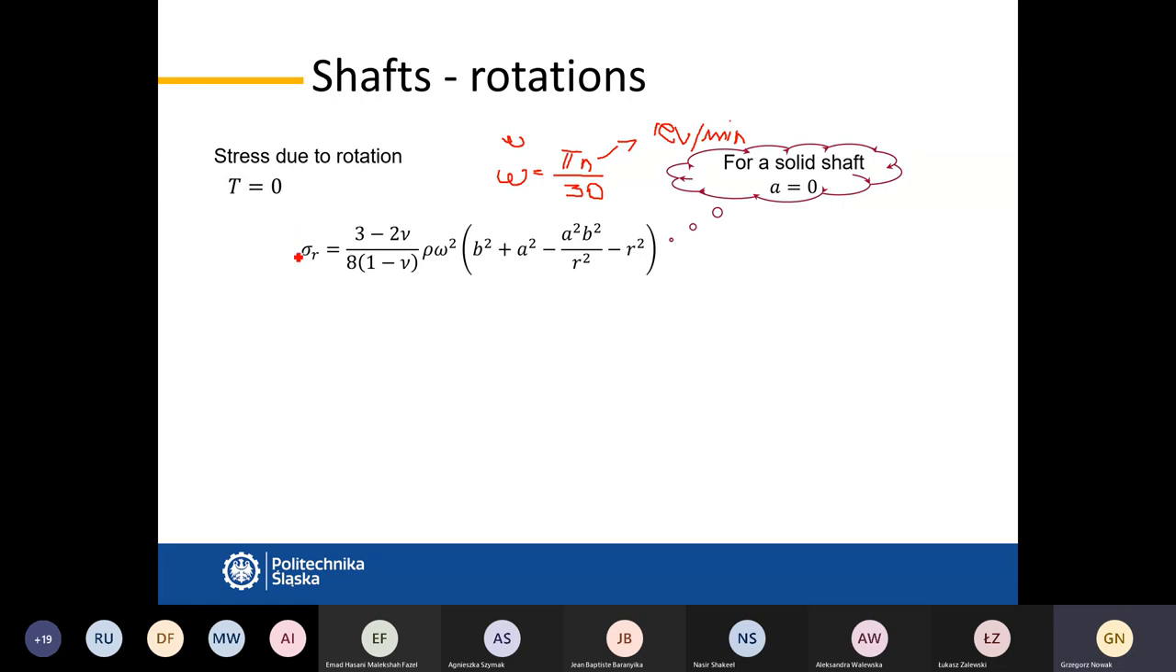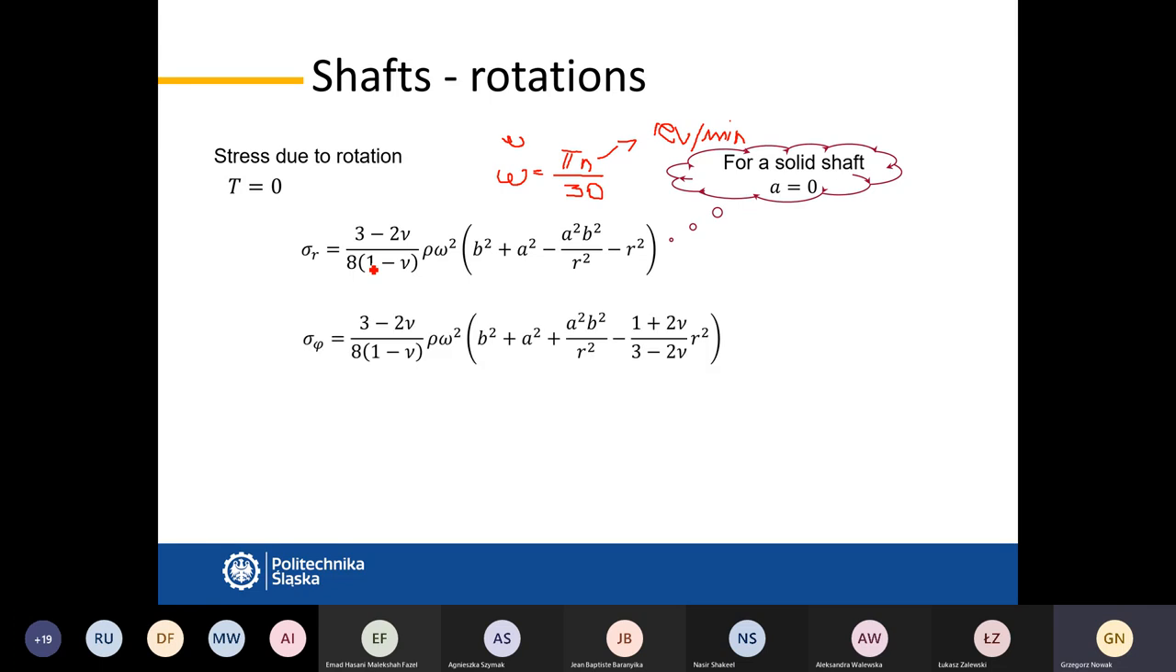And of course, what we have here is rho, the density of the material, which is quite important because this is the key factor which plays the main role in the inertia forces. And of course, we have here the Poisson's ratio, and we have the dimensions of the object. Again, A and B are the internal and external radius.